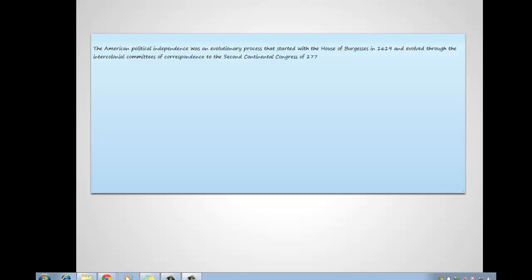So it's real important to understand that American political independence was an evolutionary process that started with the House of Burgesses in 1619 and evolved through the intercolonial committees of correspondence to the Second Continental Congress of the 1770s. And this is an important point to keep in mind.